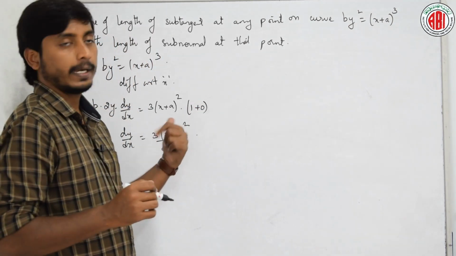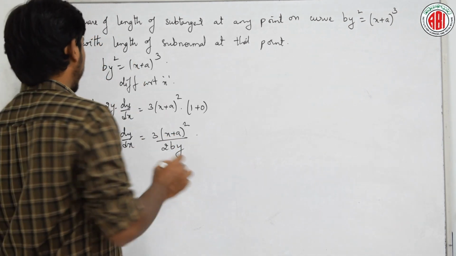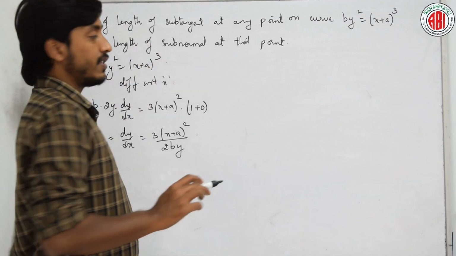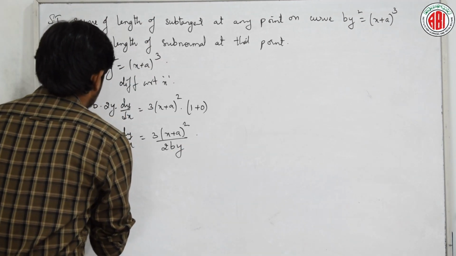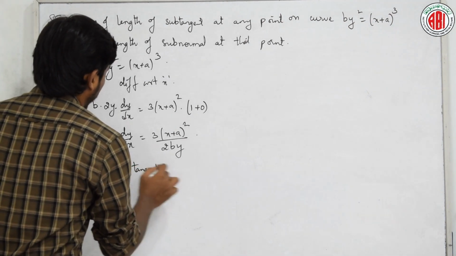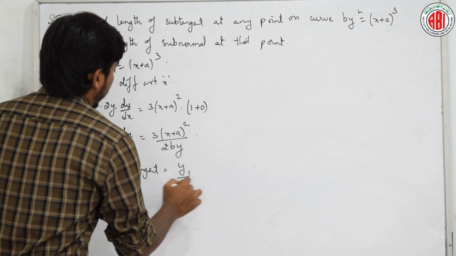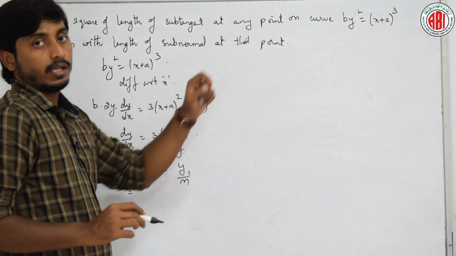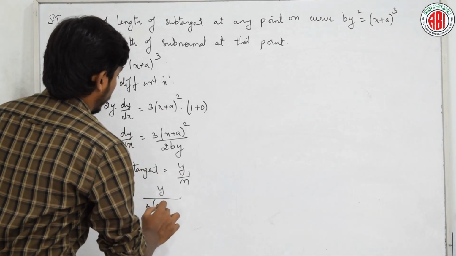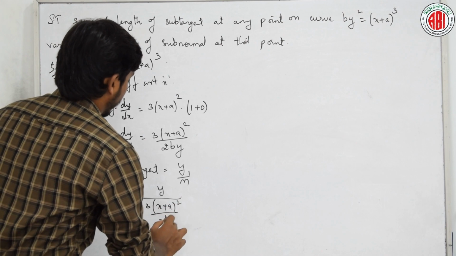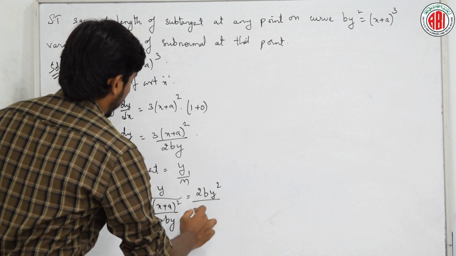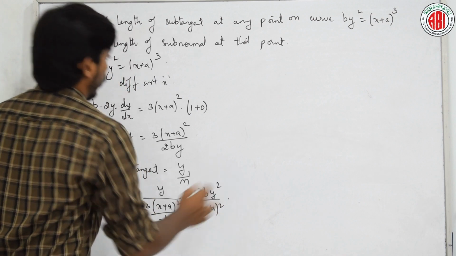This one we can use in the formula. This is nothing but m. So what is the formula of length of subtangent? Length of subtangent is equal to y1 by m. What is y? Okay, let us put y as it is if you want. y by what is m? 3 into x plus a whole square by 2by. Let us take this b to the numerator. This becomes 2by square by 3 into x plus a whole square.